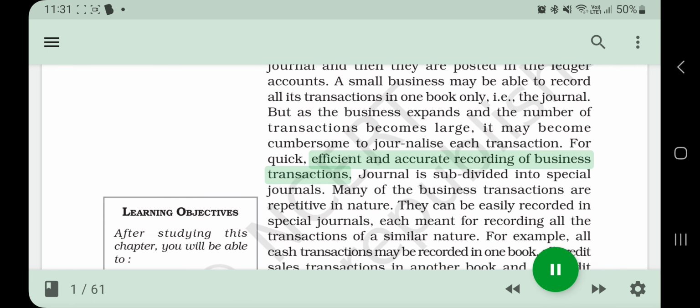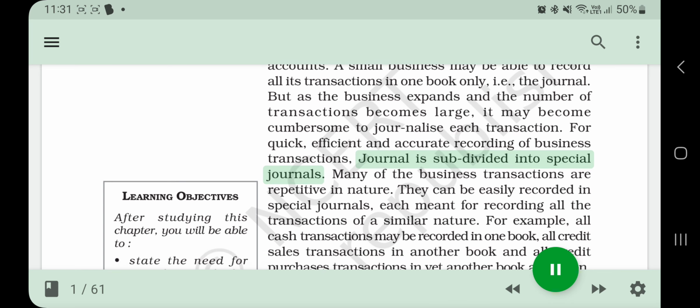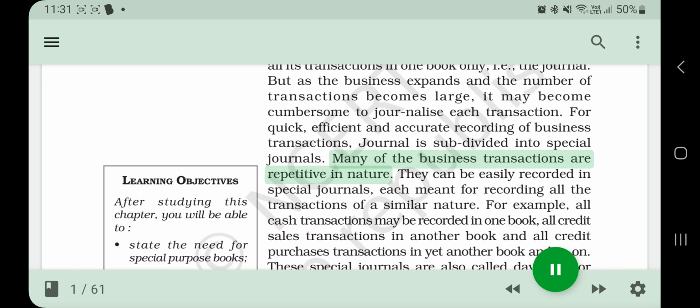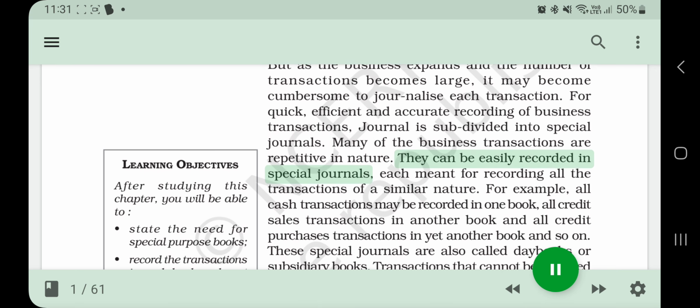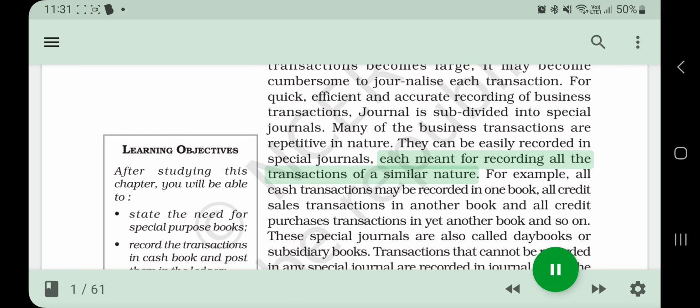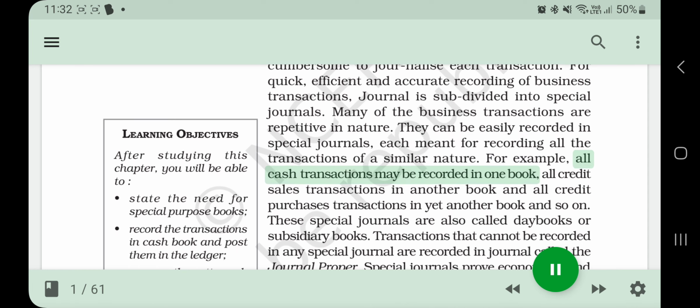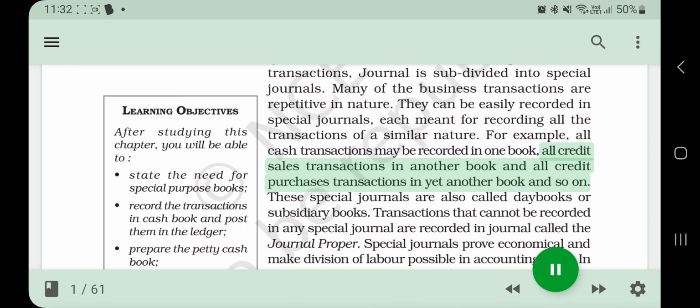For quick, efficient and accurate recording of business transactions, the journal is subdivided into special journals. Many of the business transactions are repetitive in nature. They can be easily recorded in special journals, each meant for recording all the transactions of a similar nature. For example, all cash transactions may be recorded in one book, all credit sales transactions in another book and all credit purchases transactions in yet another book and so on.